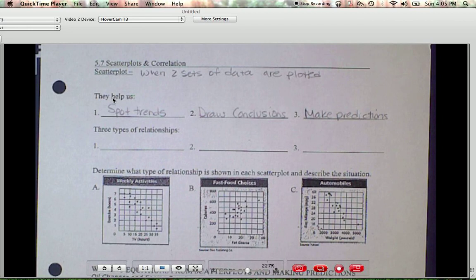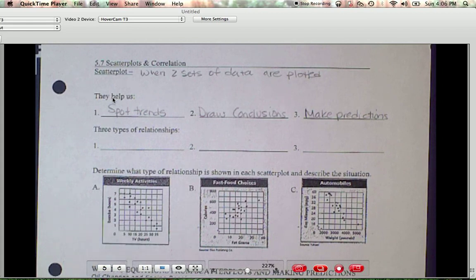Now you have to understand that, of course, a lot of computers will do this sort of thing for you, but you need to understand why it works and what makes it work and where it's coming from. So here are some examples of some scatter plots. Weekly activities. TV hours is one of the things that we've plotted, and exercise hours. So we have two different variables here, and when we look at it, it looks like as the TV hours are going up, the exercise hours are getting smaller.